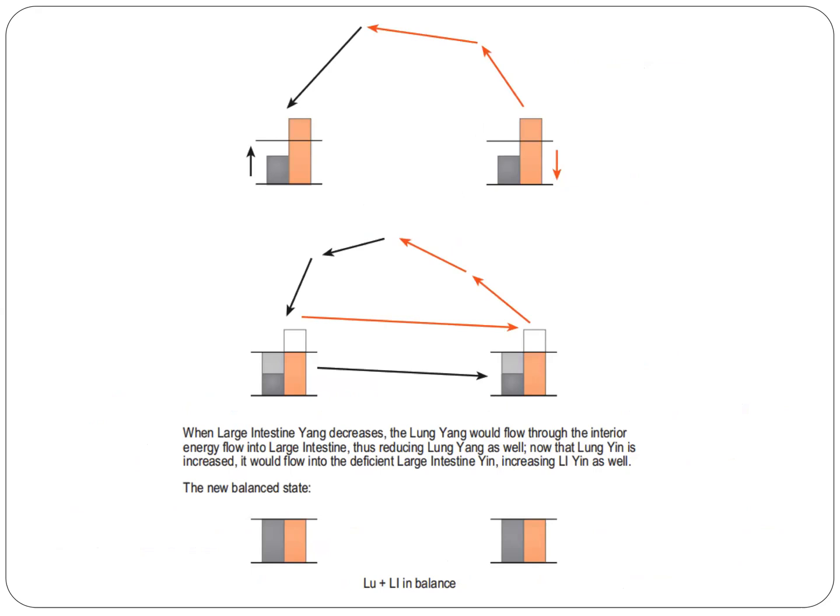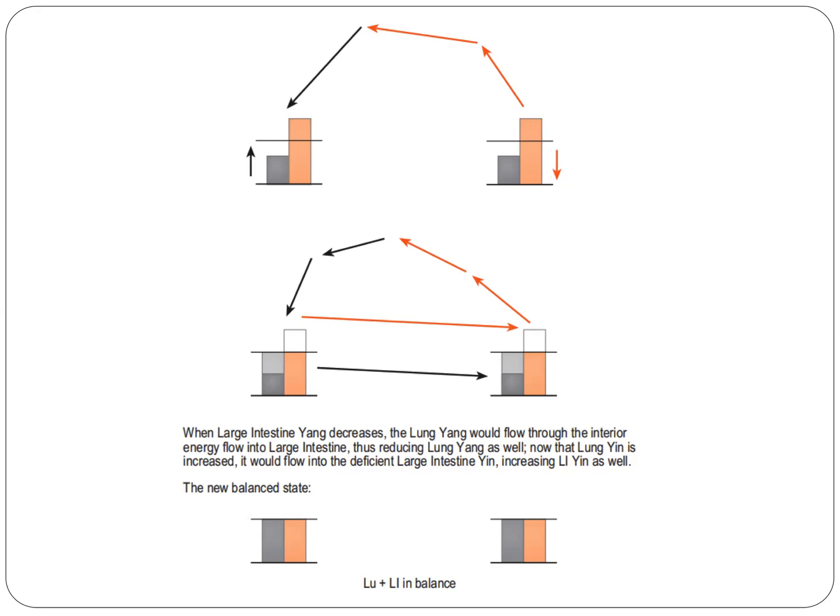So when the large intestine yang decreases, the lung yang would flow through the interior energy flow into the large intestine, thus reducing the lung yang as well. Now that lung yin is increased, because it's increased, it will have to flow into the deficient yin of the large intestine to increase the LI yin as well.